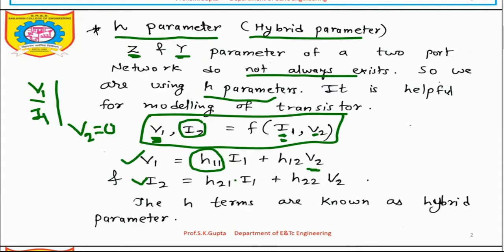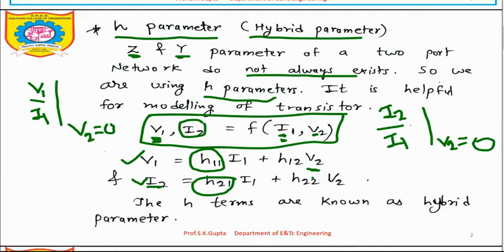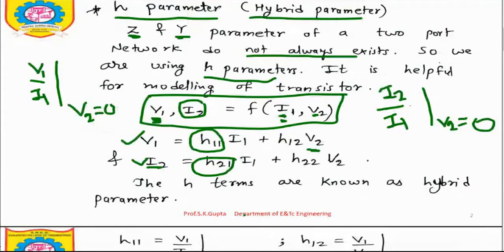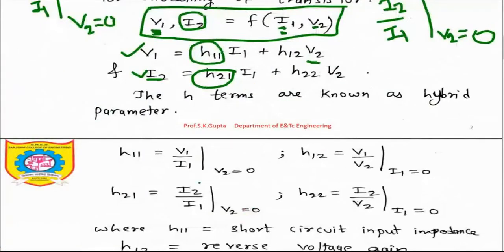Similarly, let us say you want to find the value of H21. Again, we will make the other variable 0, so the condition will be V2 equal to 0. Once V2 is 0, equation number 2 is simply I2 equal to H21 I1. Bring I1 into the denominator, so H21 equal to I2 upon I1. Same way you can write H12 also and H22 also. These H terms are known as hybrid parameters. Okay, so I have written the equations for H11, H12, H21 and H22.